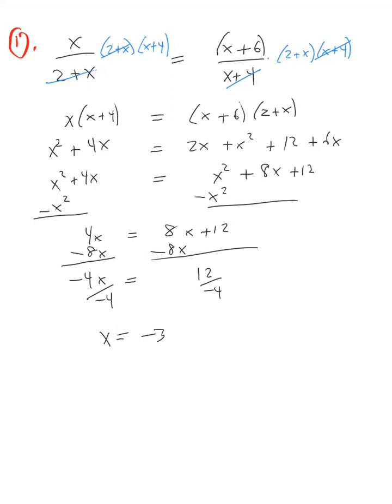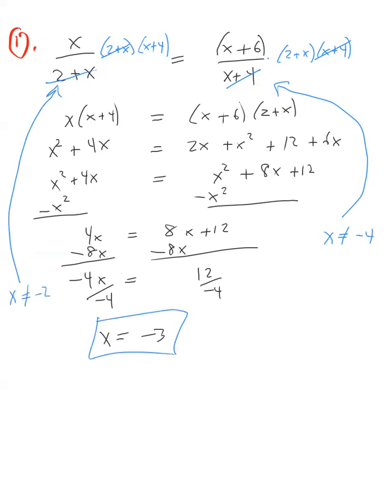You have to make sure that that's not one of the values that makes the denominators be 0. So in that denominator, x cannot equal negative 4. And you should also write down that in this denominator, x cannot equal negative 2. So that proves that the answer x equals negative 3 is correct. Now let's look at problem number 2.